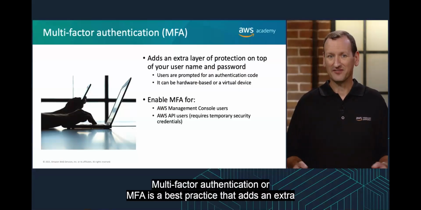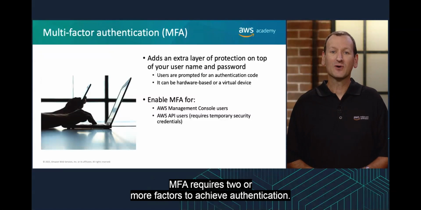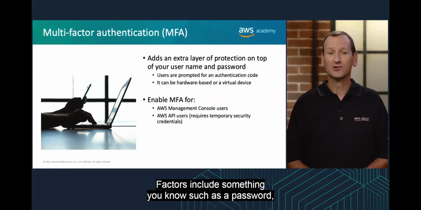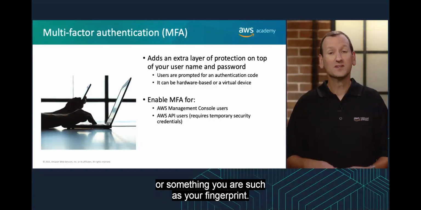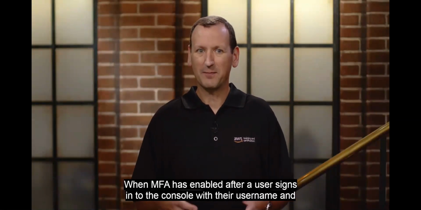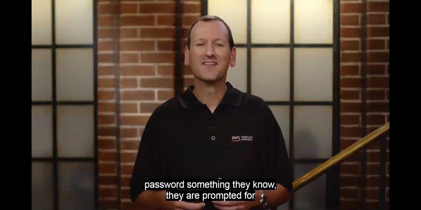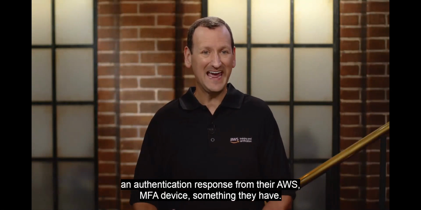Multi-factor authentication, or MFA, is a best practice that adds an extra layer of protection on top of your username and password. MFA requires 2 or more factors to achieve authentication. Factors include something you know, such as a password, something you have, such as a cryptographic token, or something you are, such as your fingerprint. When MFA is enabled, after a user signs into the console with their username and password, something they know, they're prompted for an authentication response from their AWS MFA device, something they have.